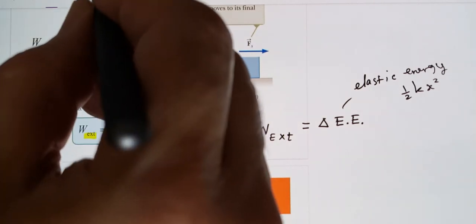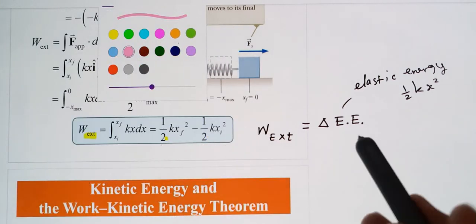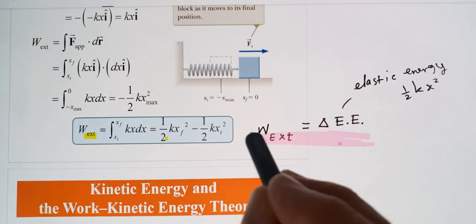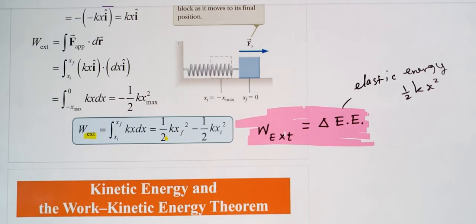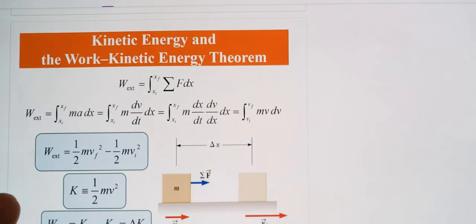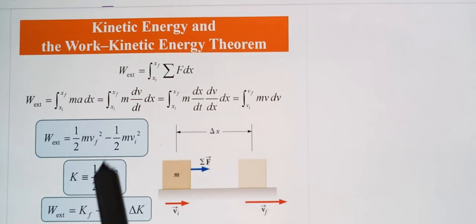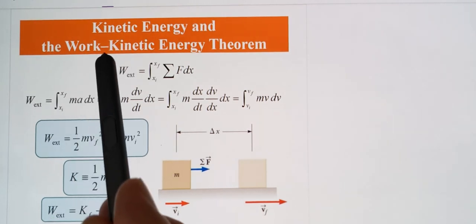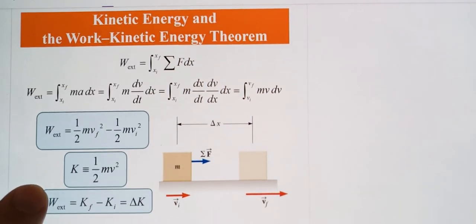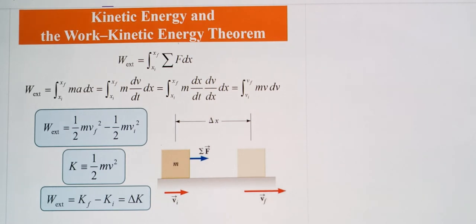So this is the first rule that we use to define work, external work. And we say external to differentiate it from the internal work or the system work. So the first rule: work external is nothing but the change in elastic energy. Now, let us talk about the relation between work and the change in kinetic energy.